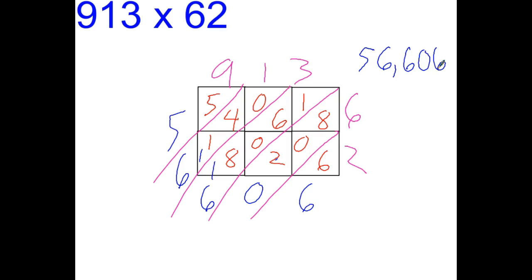This method, the lattice method, could be used for even larger numbers. If we went all the way to a 3-digit times 3-digit, 4-digit times 4-digit, the idea would still be the same. You would just be drawing your diagonals down through more numbers.